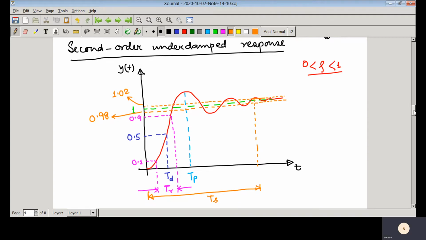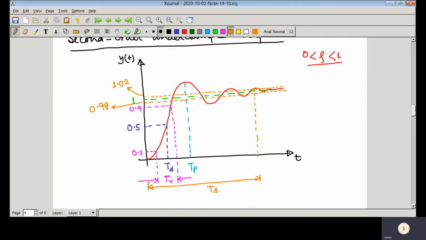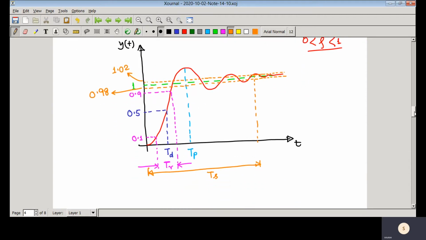So in case of this second order system time response, we define some terms, and those are delay time, rise time, peak time, settling time. So these 4 terms are used to characterize the time response of a normalized second order system.